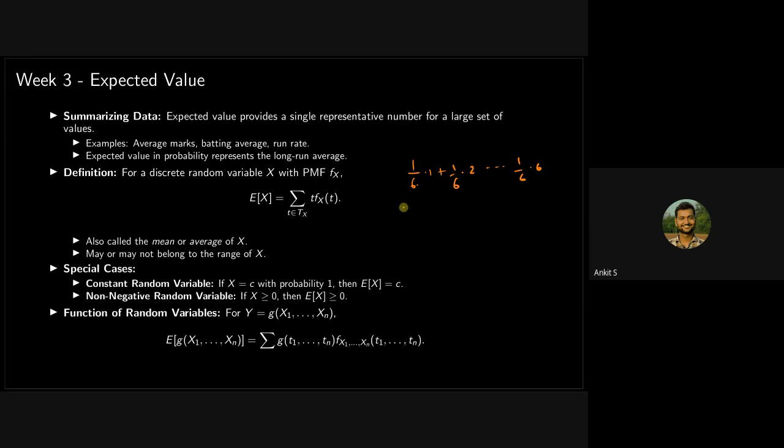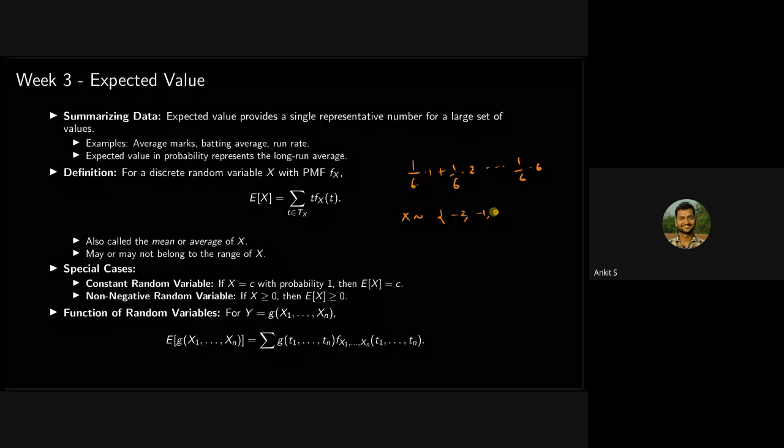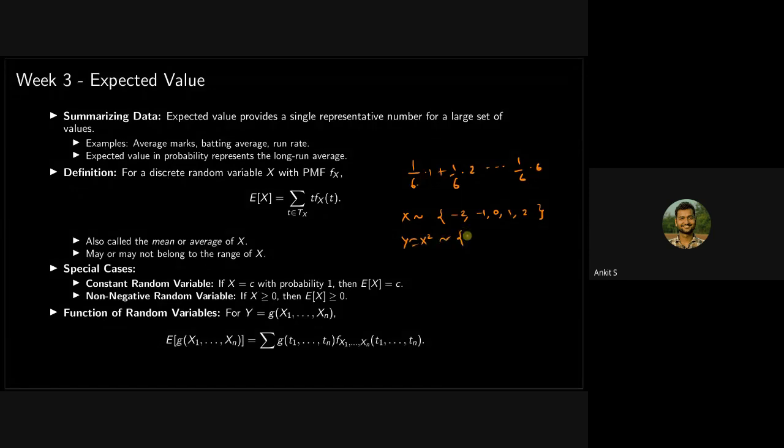X takes values minus 2, minus 1, 0, 1, 2, and Y is equal to X square. It can take values 0, 1, and 4. So if I ask you what is the expected value of Y, what will you do? So let's forget this line. I have not done this. So let's delete this. If I ask you what is the expected value of Y, what will you do here?